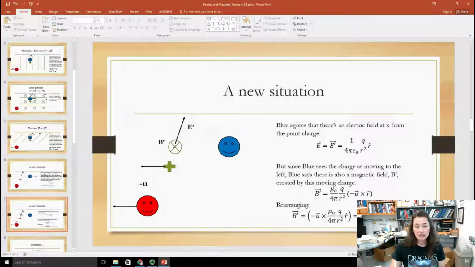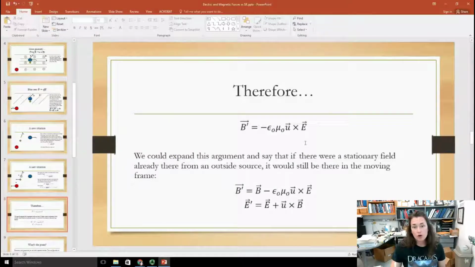So what we've seen here is that from the perspective of red, you just have an electric field. But from the perspective of blue, you have both an electric field and a magnetic field at that point x. So what we can say is that there is going to be a magnetic field from the perspective of blue. That magnetic field is going to be minus epsilon naught mu naught u cross E.